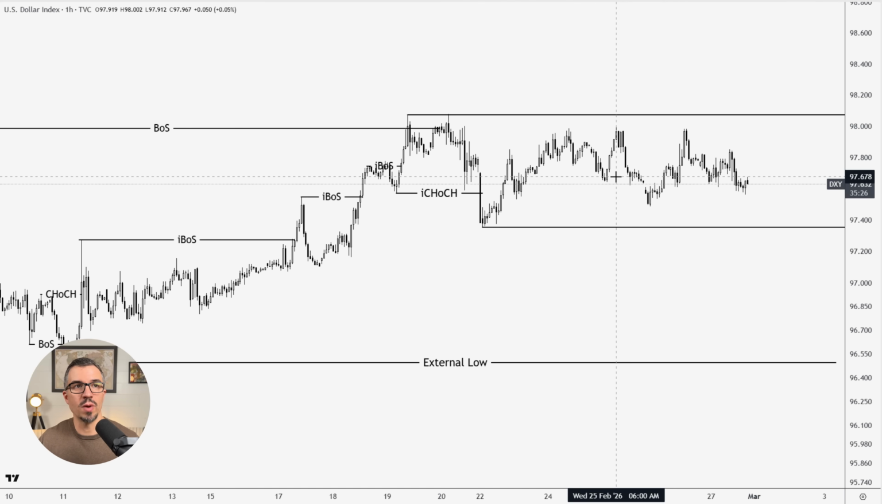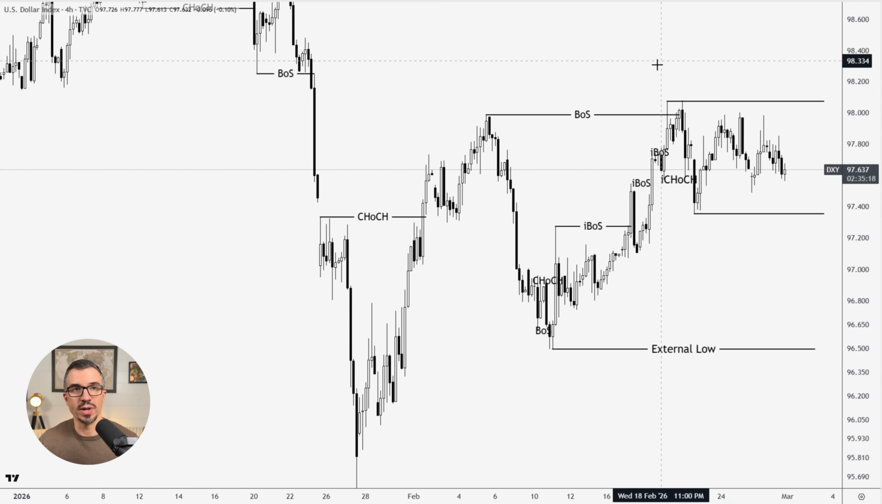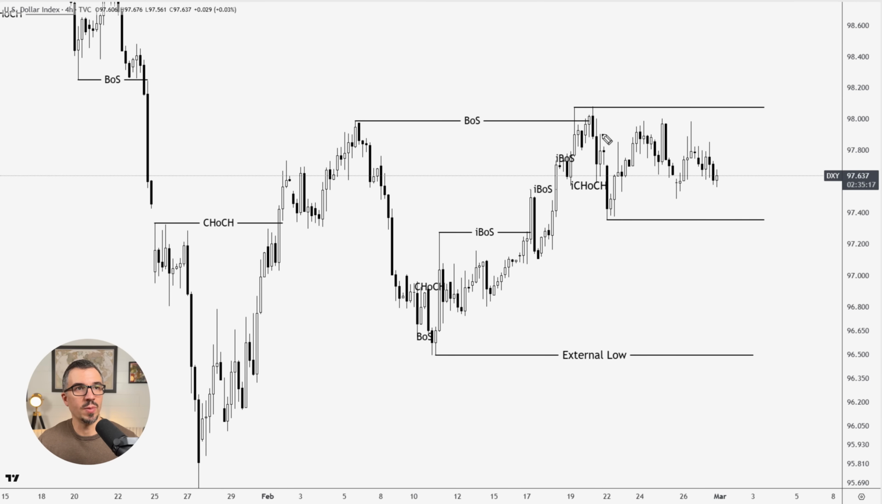All right, so going back here to the DXY. All of this here is internal, guys. Really, the structure that we're focused on, or that I'm focused on going into March, is going to be this one. We had the BOS up here, external low down here. All of this is internal. If we get a close below here, then one pocket that I'm watching on the sell side is potentially this down here.